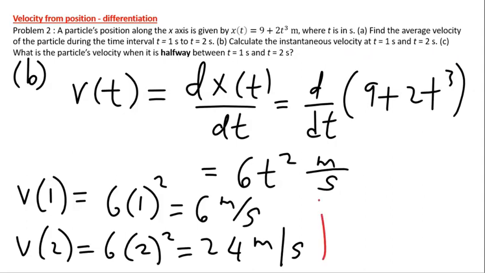You note that these two values are different from the average velocity we calculated in part A, which was 14 meters per second. This is because what we have calculated here are the instantaneous values, whereas in part A we computed the average value for the velocity.